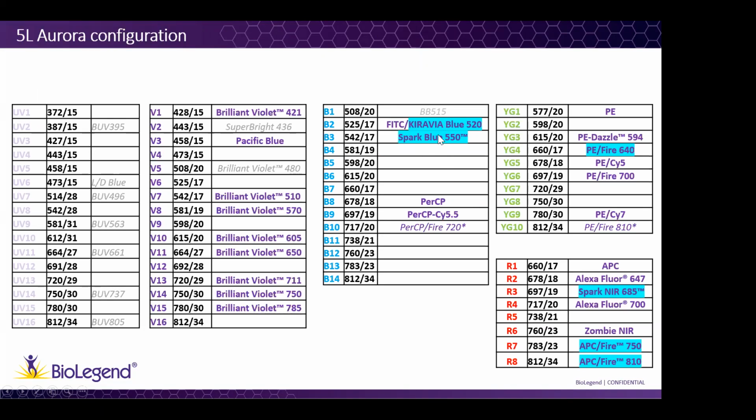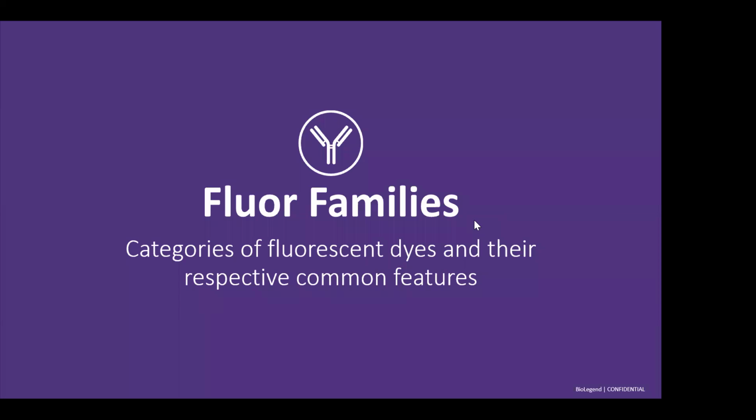Then the ones that are highlighted with blue are our new dyes. So we have KIRAVIA Blue 520, then we have a Spark Blue 550 and Spark Neo 685, and then the Tandems, so BV Fire 640, APC Fire 750, and APC Fire 810. And then we have also a few other fluors in our pipeline. So we have BV Fire 810 and PerCP Fire 720. So quite a lot of fluors to choose for your panels.